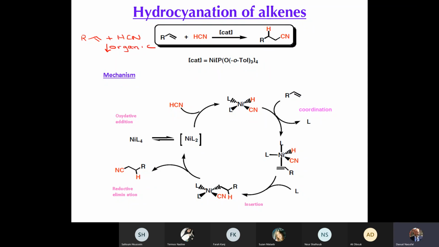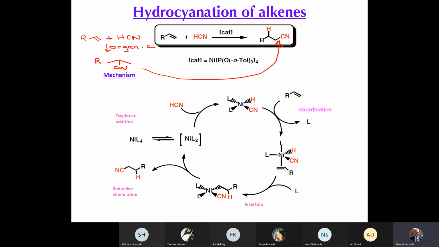The hydrogen is added to the less substituted carbon, so you should obtain R, and you obtain the CN on the most substituted. So you obtain the opposite of your product when you use an organometallic catalyst. This is the importance of the organometallic catalyst. We obtain the opposite of the Markovnikov rule.